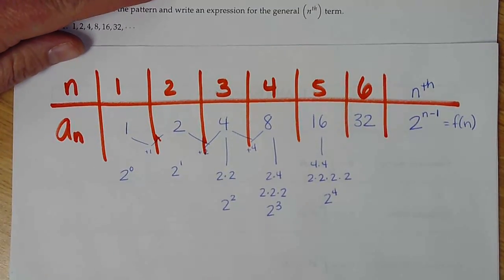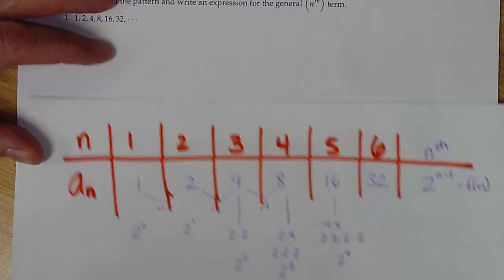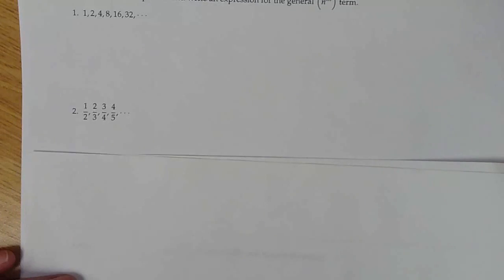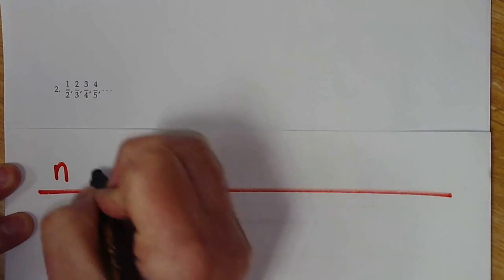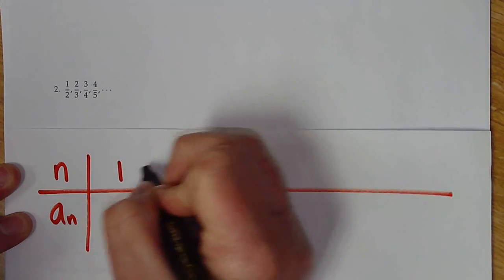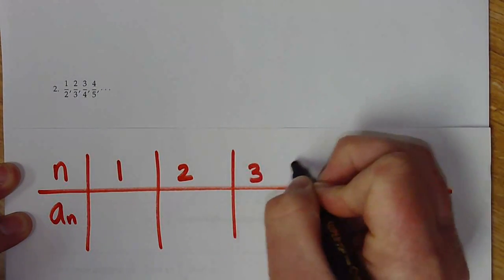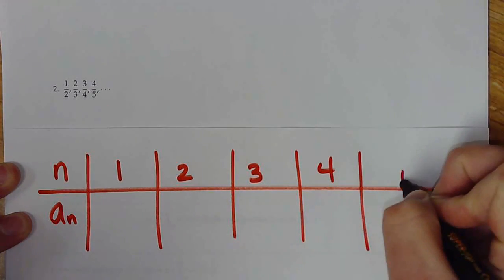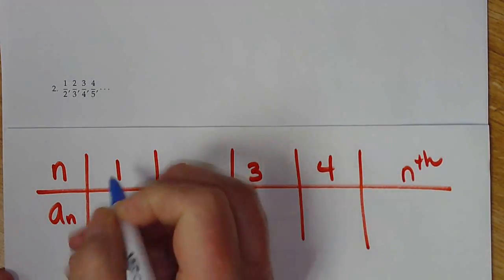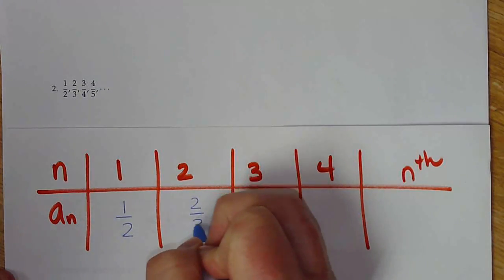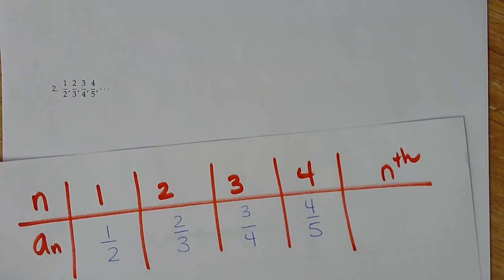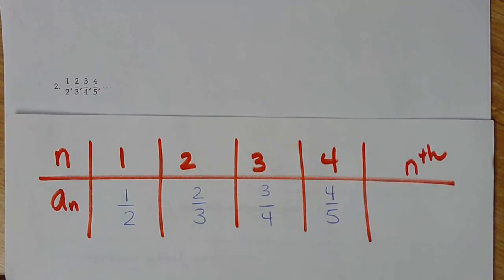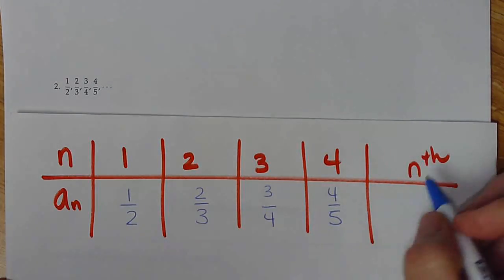All right, let's try another one. So we have number 2, which is 1/2, 2/3, 3/4, 4/5. So I'm going to make another table again using my natural numbers. So I have 1, 2, so they gave us 4 terms this time. So I have a 1/2, 2/3, 3/4, and a 4/5. So if I have a fraction, I usually start by looking at the numerator first, and then the denominator. See if I can maybe find a separate pattern in each one.